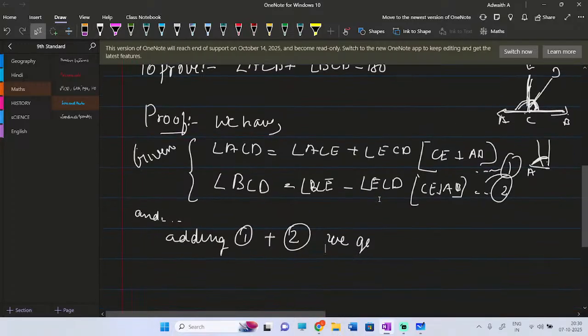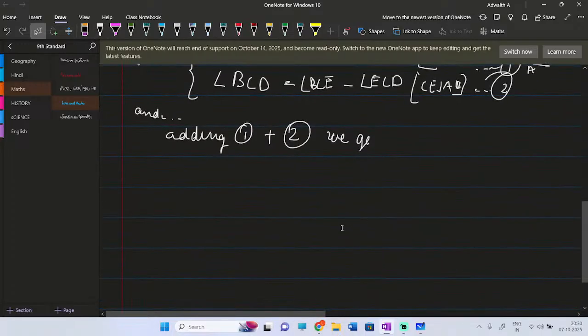I will draw the figure each time so that it doesn't get missed out. I'll draw it here. A, C, B. This is a dotted line, and this is D, E. And here there is an angle. Okay. Now how we are doing is we are adding both equations.